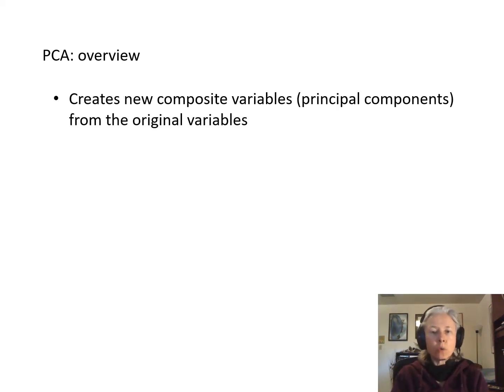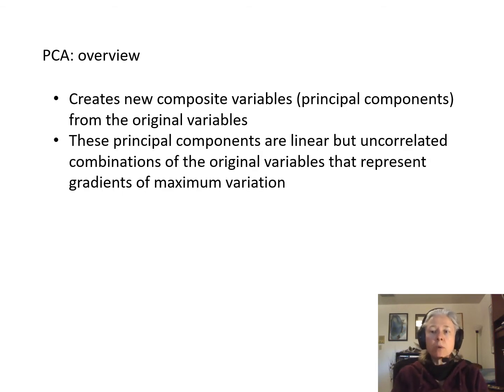PCA is an unconstrained ordination technique that summarizes data redundancy by identifying the dominant gradients of variation and placing similar sampling entities in proximity to each other along those gradients in ordination space, resulting in a very economical description of the data. To do so, it creates new composite variables called principal components from the original variables. These principal components are linear but uncorrelated combinations of the original variables, and these principal components axes represent gradients of maximum variation.